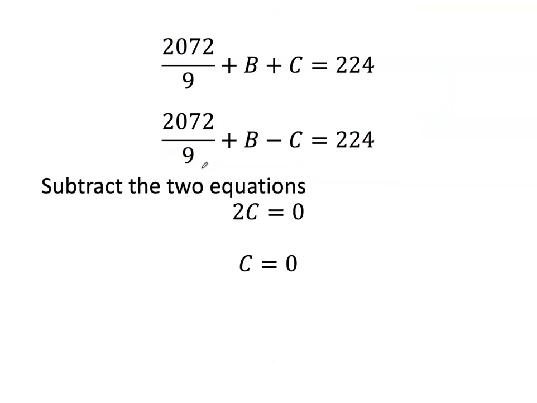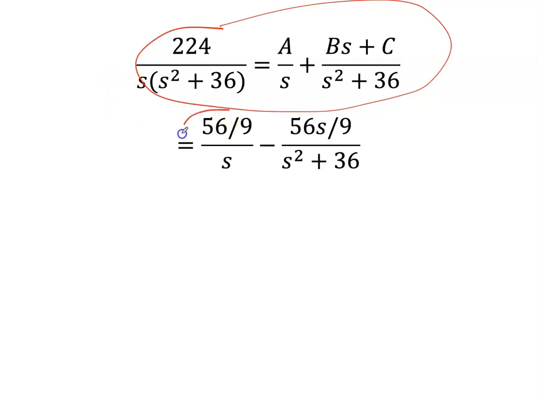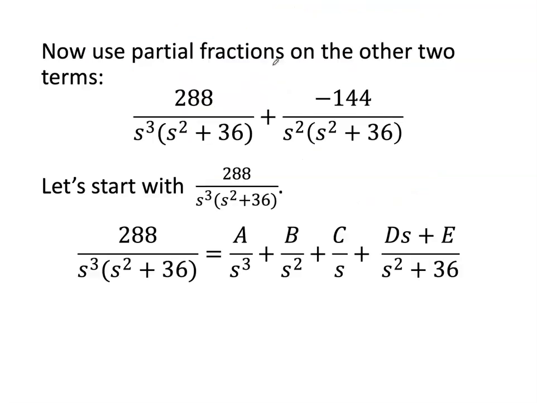Lastly, let's find c. We subtract the two equations, which kills off all of this stuff and the right side, so we just end up with 2c equals 0. In other words, c equals 0. So when we write 224 over s squared plus 36 using partial fractions, we end up with 56 over 9 over s minus 56s over 9 over s squared plus 36.